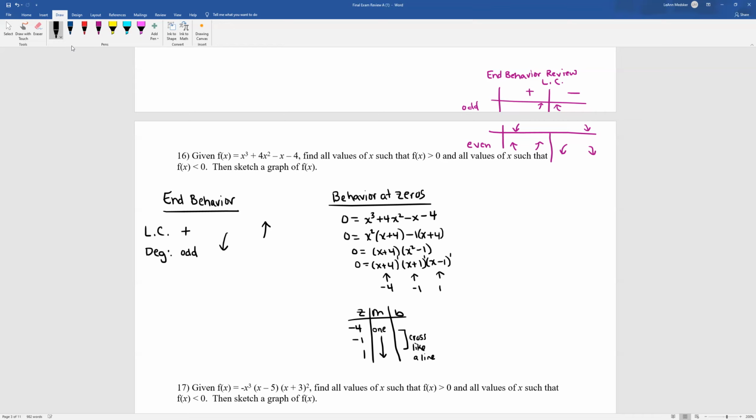Okay, so once you know all of your pieces, you're going to go over to your graph, and we're going to place those x-intercepts down first.